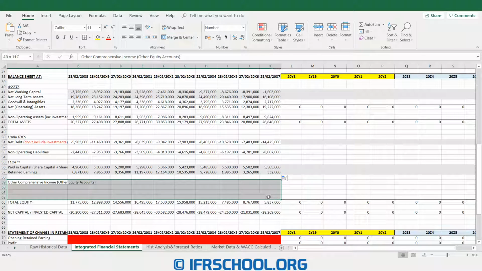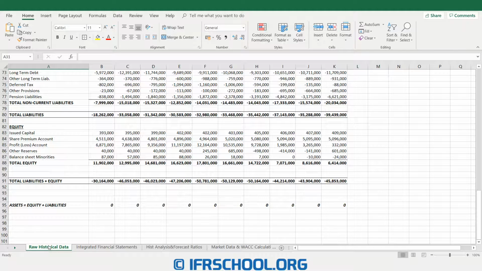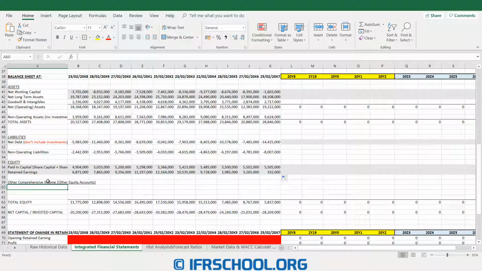The other comprehensive income section of the integrated balance sheet is where I will list all other equity accounts that are not included in the contributed capital and retained earnings line items. If I look at the equity section of the balance sheet, I can see there are other reserves and balance sheet minorities or non-controlling interests. I need to list these other equity accounts under this other comprehensive income section.